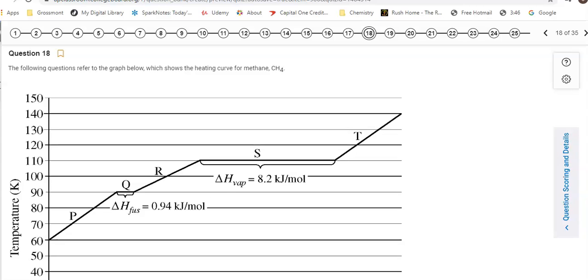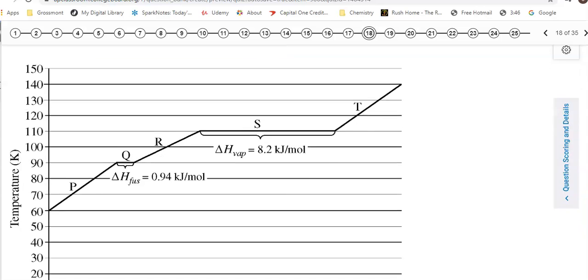Okay, so this is not talking about water. This is talking about CH4. So it has a very, very low freezing point. You notice the temperature on the Kelvin scale is only 60 above zero Kelvin. That's really, really, really cold. This is not centigrade. This is Kelvin. So it takes a really cold temperature to get methane to form a solid.